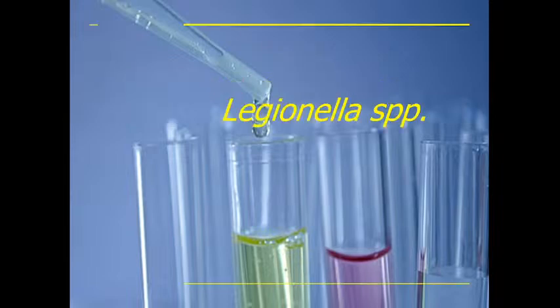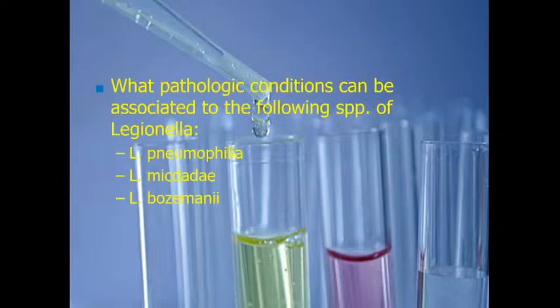Now, Legionella species. This is something that we need to talk about in depth. What pathologic conditions can be associated with Legionella? Legionella pneumophila, Legionella micdadei, and Legionella bozemanii. Right? So there are 3 species that you need to talk about. Legionnaires' disease comes from Legionella pneumophila. Legionella micdadei causes Pittsburgh pneumonia, and Legionella bozemanii causes Fort Bragg pneumonia.